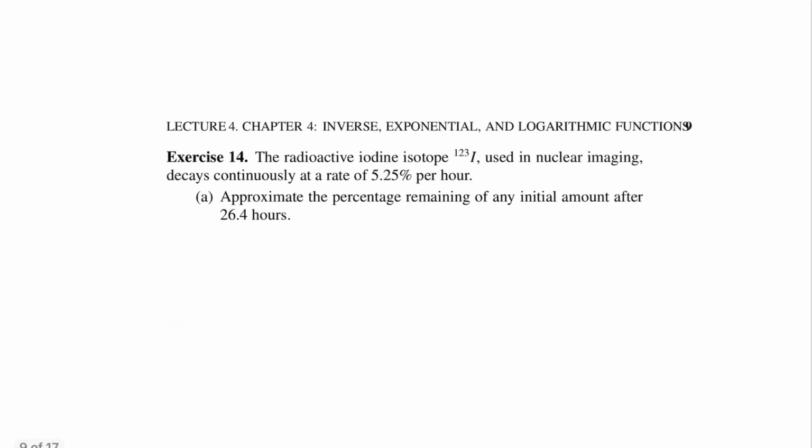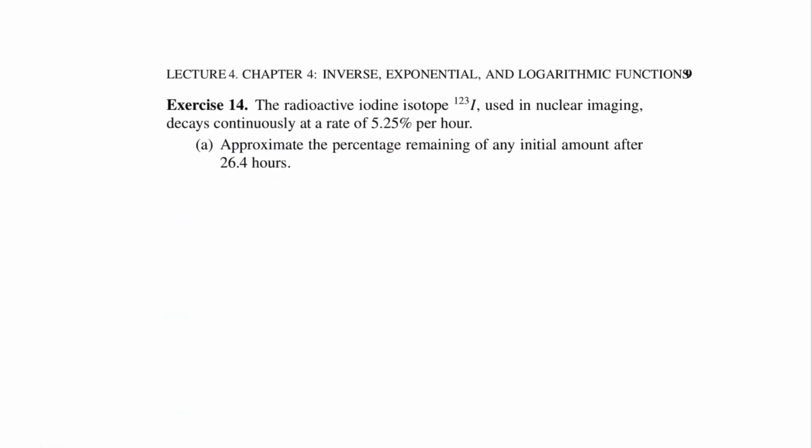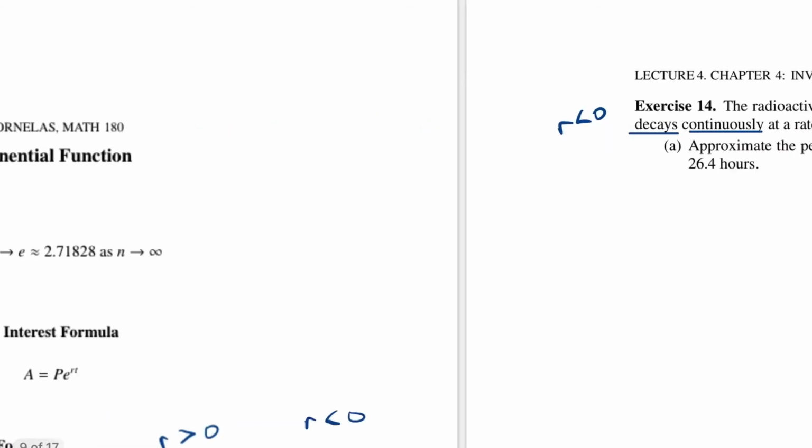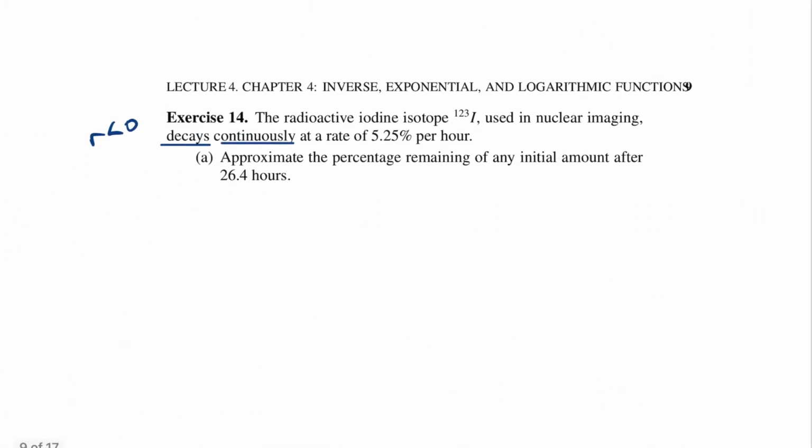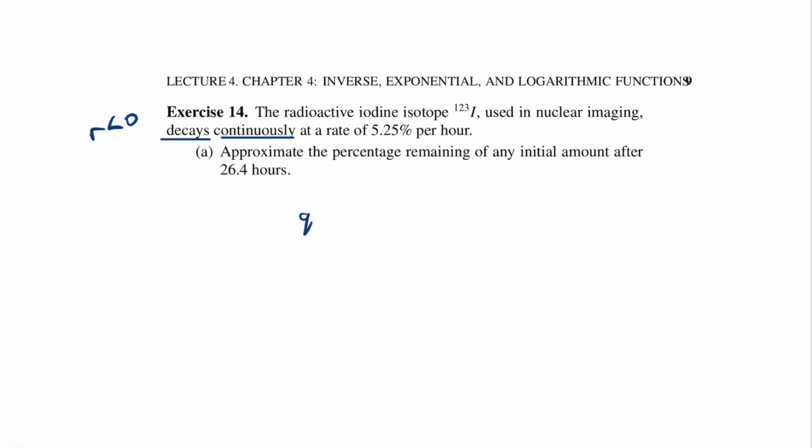Okay, let's continue. The radioactive iodine isotope 123I used in nuclear imaging decays continuously at a rate of 5.25% per hour. So there's a couple keywords here. Decay, that means our r is negative. And continuously, that tells us that we should use the same formula that we used previously. So let's do that. Q of t equals the initial amount, e to the rt.